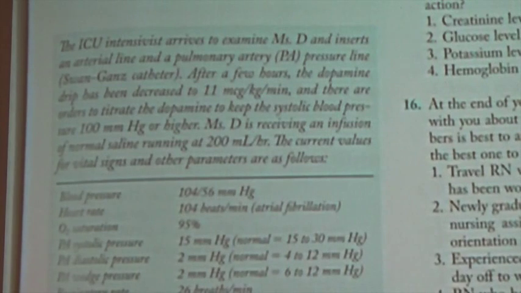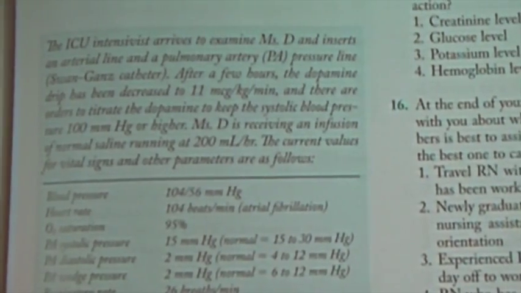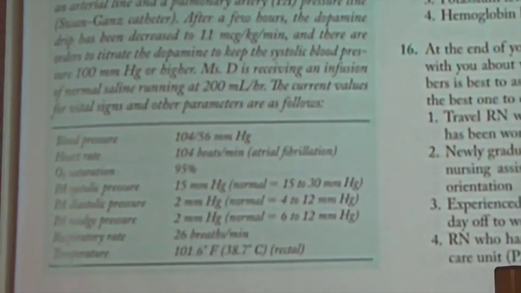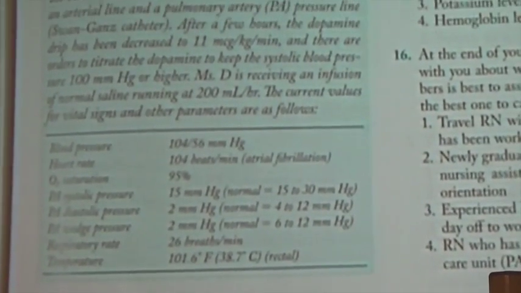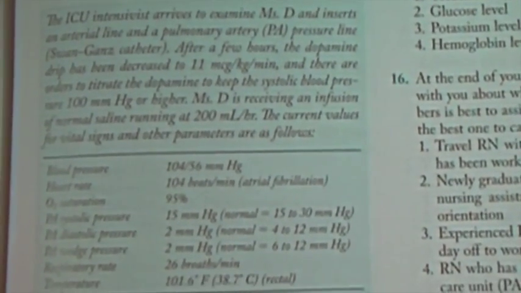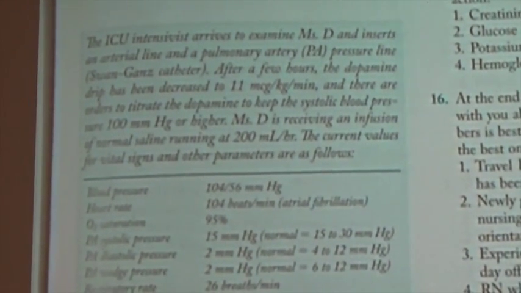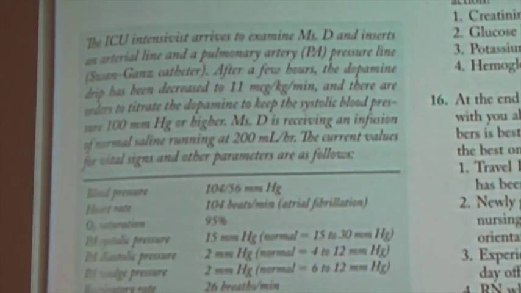All right. The ICU intensivist arrives to examine Mrs. D and inserts an arterial line and a pulmonary artery pressure line, a Swan-Ganz. Who's seen a Swan-Ganz? Maybe in the PICU? What's the thing that they have attached that comes out of their neck? It's a catheter that's actually threaded through their heart.